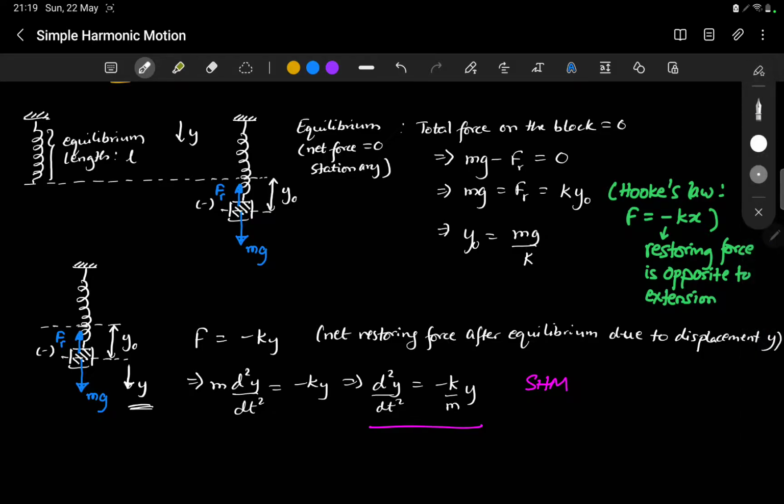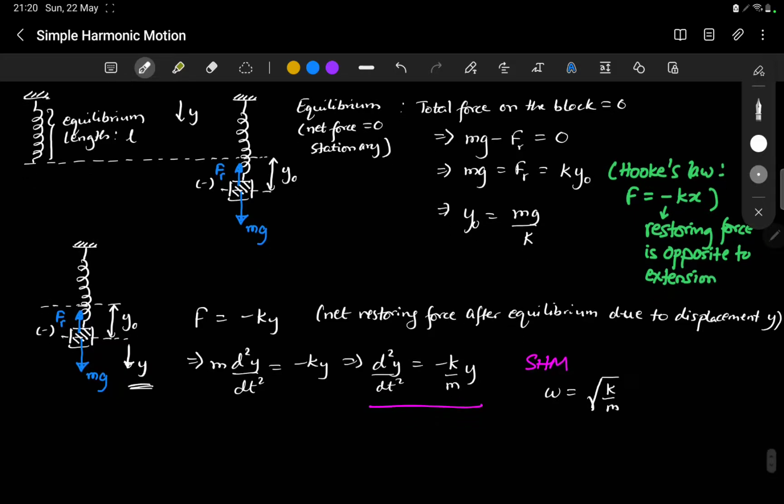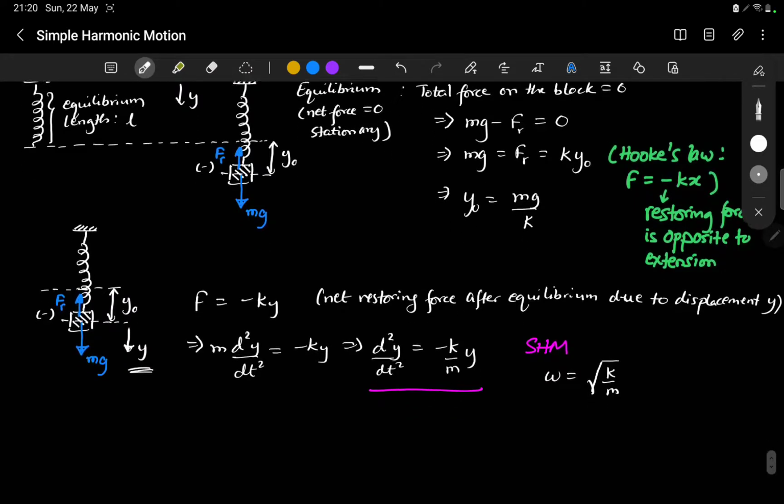and the frequency of this SHM motion is given by, rather the angular frequency is given by square root k by m. So this term right here is omega squared, k by m is omega squared. So this is the governing equation for SHM.